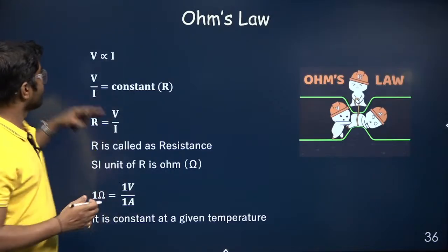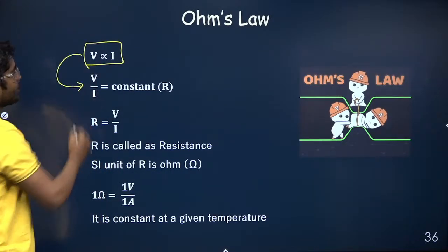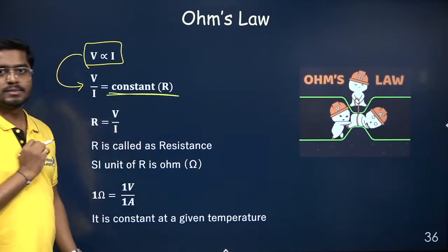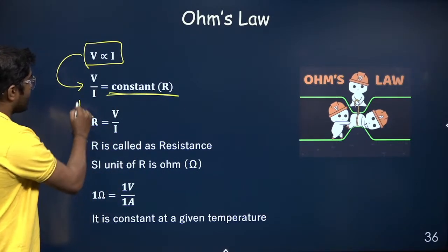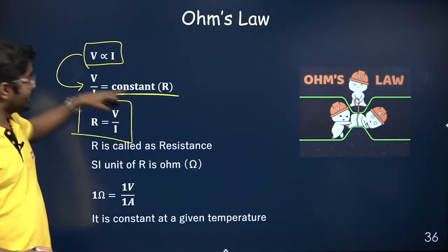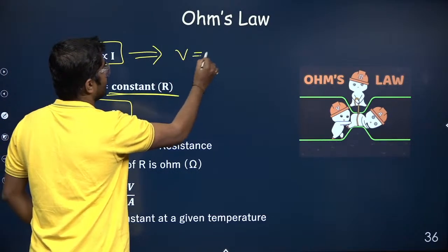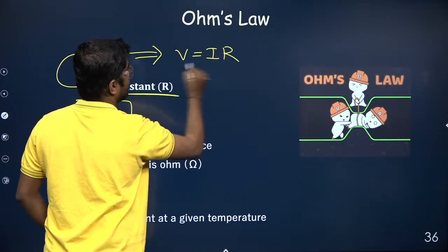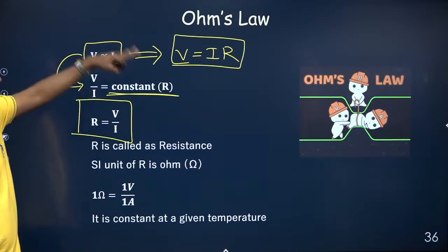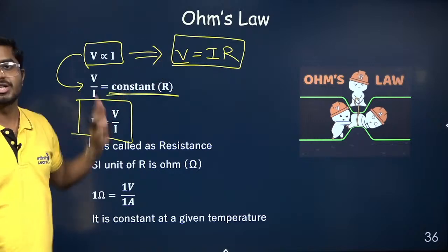So what he did, if V is proportional to I, you can convert the proportionality into an equation by adding a constant, correct? So he got this equation, R is equal to V by I. This is called Ohm's law, this equation, or from here you can write V is equal to I times R. These are all similar, same equations, correct? These are called Ohm's law, this particular equation.